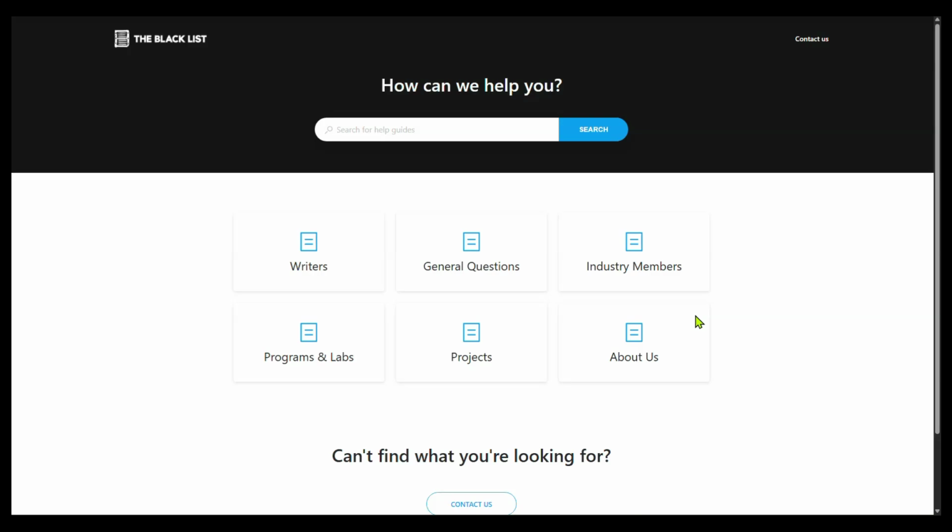We want to be as transparent as possible and really give you all the tools to use the site in a way that makes sense for you. So take some time, click around in here, contact us. We can help point you in the right direction.